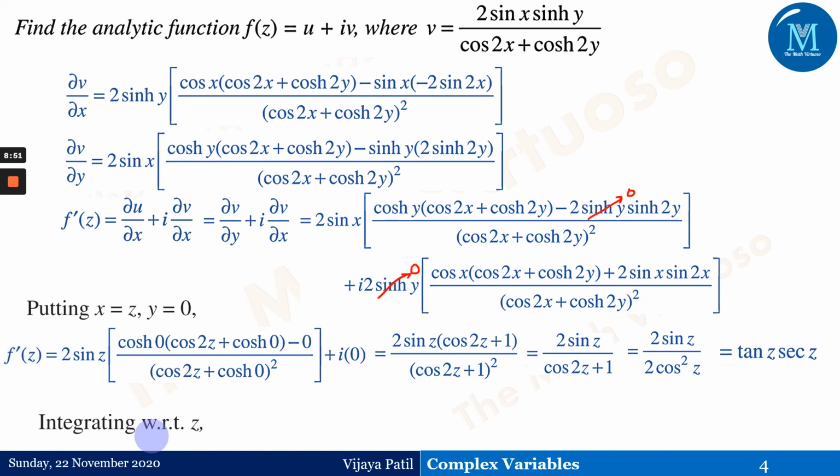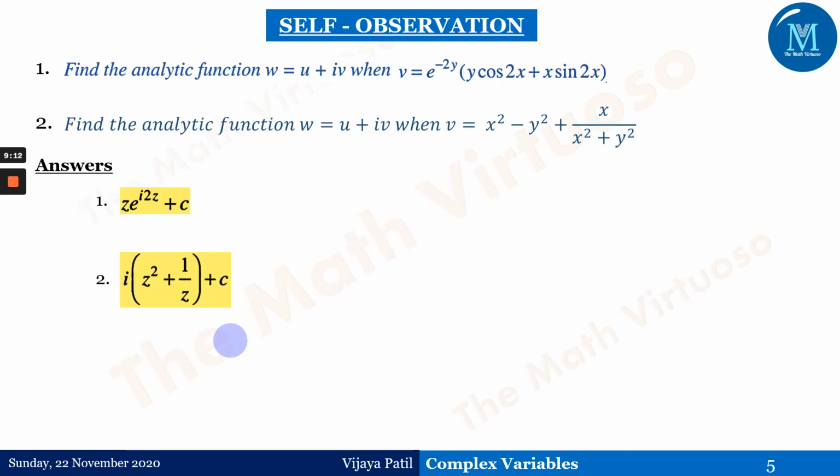And now I have to integrate with respect to z. The integration of tan z into sec z dz will give me sec z plus c, and this is the final answer for this particular question, which is equal to sec z plus c. Okay, and this is a self-observation slide wherein you have to find out f of z, or you can say w, when the u part has been given to you along with the answers given here.